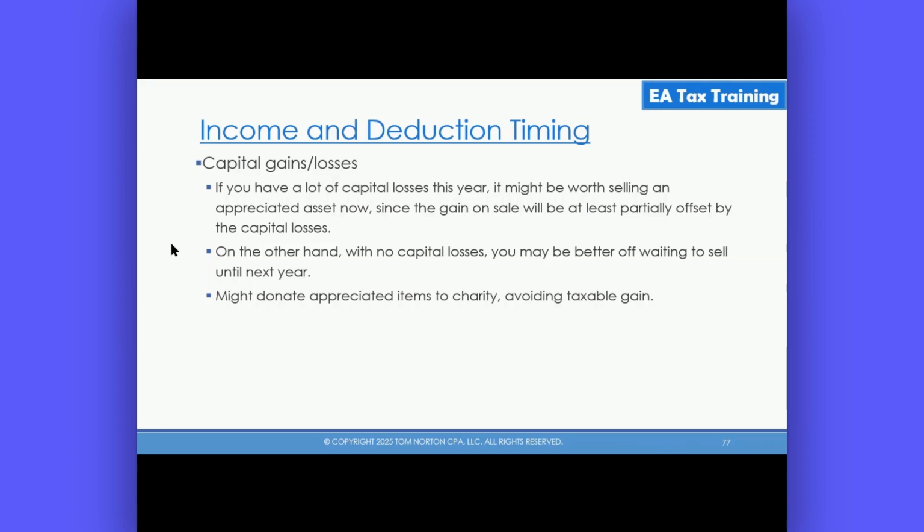And then also with appreciated property, you might want to donate that item to charity because remember, if you donate it to charity, you get a deduction equal to fair market value of that asset, but you don't have to pay any tax on the gain that was built into that asset.